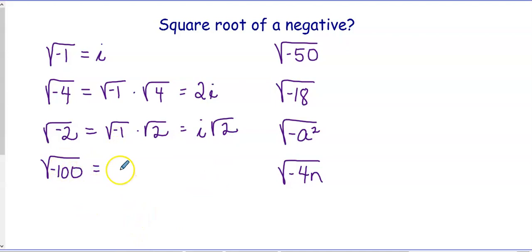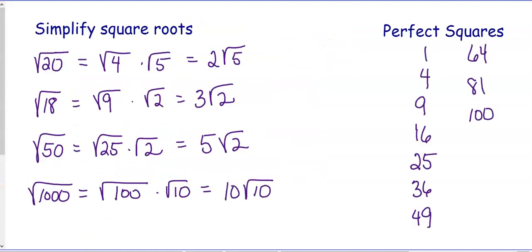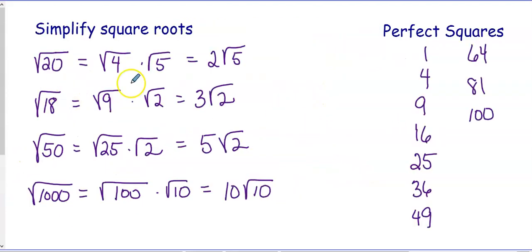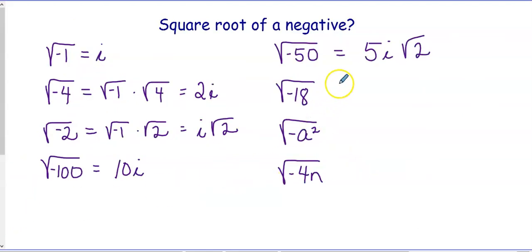Square root of -100, 10i. Okay, square root of -1, square root of 100. Square root of -50, we did the square root of 50 on the previous slide. It was 5 root 2. This time we just need to add in the i, 5i root 2. Square root of -18, I think we did that one too, didn't we? Yep, 3 root 2. Square root of -18, 3i root 2.